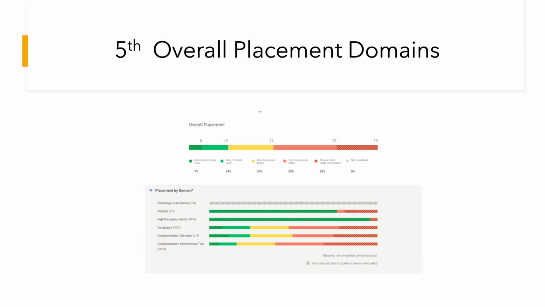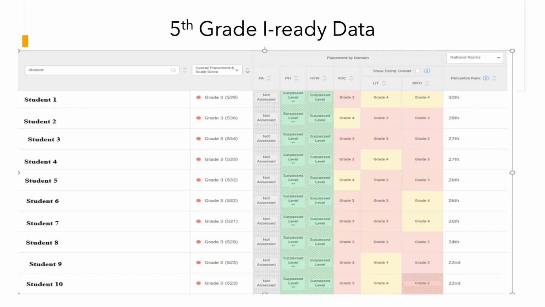And last but not least, we're going to look at fifth grade data. The fifth grade data has the same domains from phonological awareness, which is grayed out, phonics, high frequency words, vocabulary, comprehension, literature, and comprehension, informational text. When looking at the fifth grade data, there are a total of 10 students.